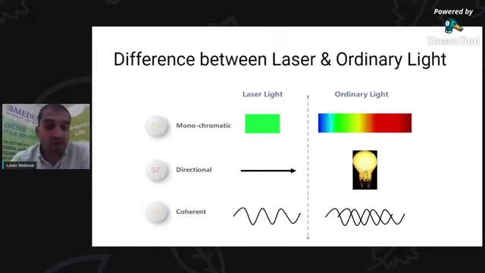Coherent means that we have a single color with one direction and one wavelength. We know that any color or any light consists of waves. This wave has a bottom and an end. The distance between the bottom and end is called the wavelength. Since we have one color, one direction, and one wavelength, it is coherent. Coherent means it goes regularly in the same wavelength.